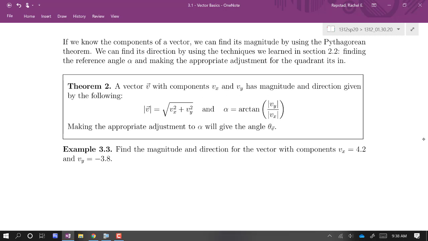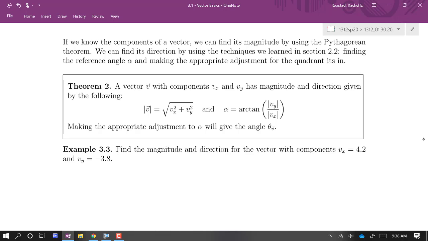Now, here's where things are a little bit different from last semester. We restricted ourselves to the first quadrant last semester. So all we needed to do was find arctan of Vy over Vx, and that would always get us our angle. But arctan will only give you an angle on the right half of the circle, and in fact, even if it's in the fourth quadrant, it doesn't give you a fourth quadrant angle. It gives you a negative acute angle.